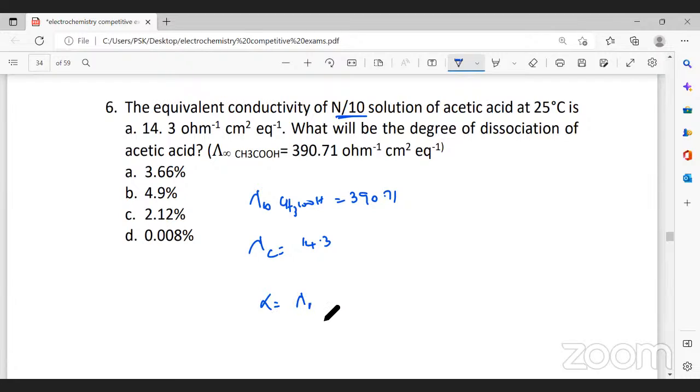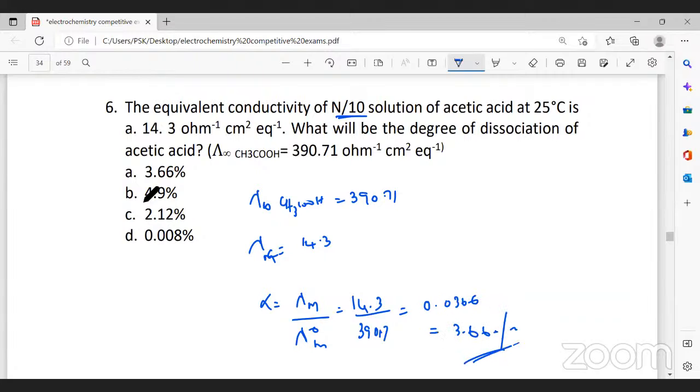It is lambda at a particular concentration divided by lambda naught m. So it will be 14.3 divided by 390.71. That will be equal to 0.0366. It is 3.66%. It's a very simple problem. The answer for this question is option A.